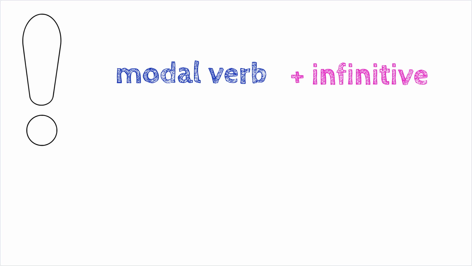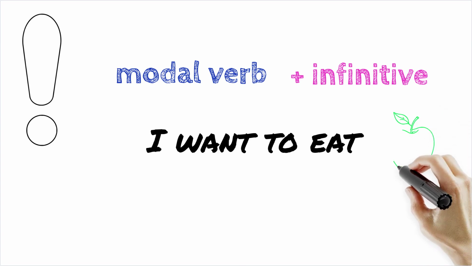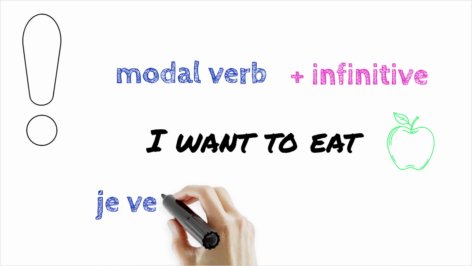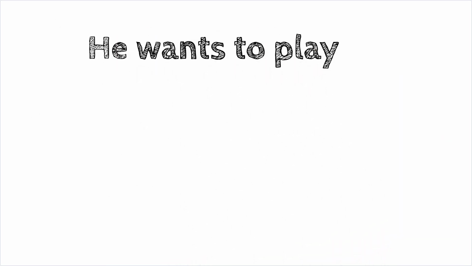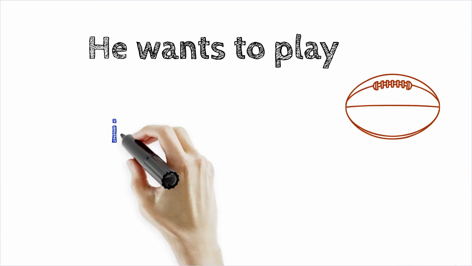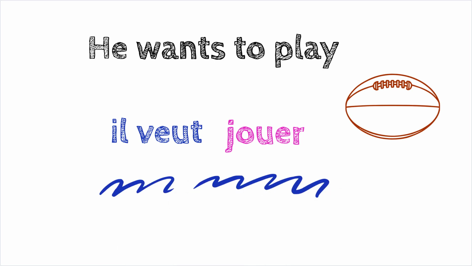Modal verbs always take the infinitive immediately after them. So if we want to say, I want to eat, we start with je veux, followed by the infinitive manger. I want to eat. Je veux manger. If we want to say he wants to play, we would say il veut, followed by the infinitive jouer. Il veut jouer. Il veut jouer au rugby, for example.